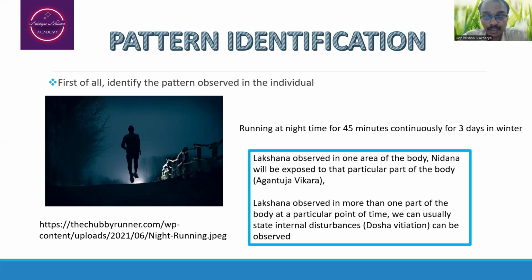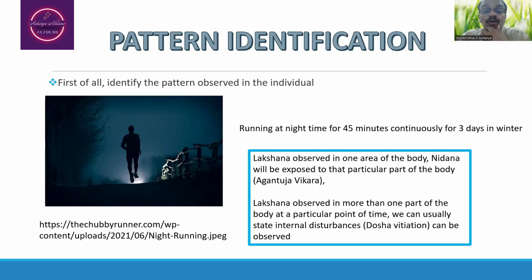Let us say, for example, the person is running at night time, and the duration of running is around 45 minutes, and he is doing that continuously for 3 days, that too in the winter. In that particular situation, we can identify the pattern of running continuously for 3 days, that too at night time, which is considered to be the timing of this.